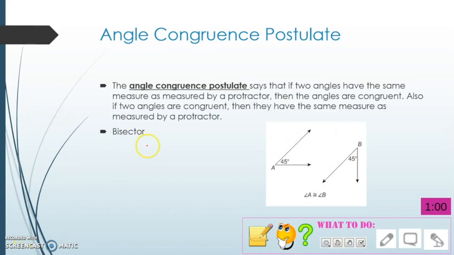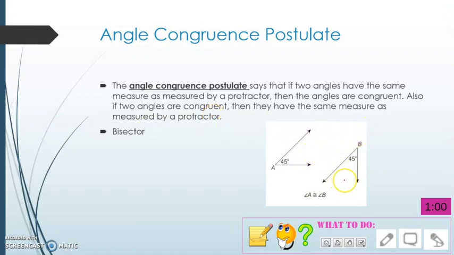The angle congruence postulate says that if 2 angles have the same measure as measured by a protractor, then the angles are congruent. Also, if 2 angles are congruent, then they have the same measure as measured by a protractor. So it just goes in both directions.